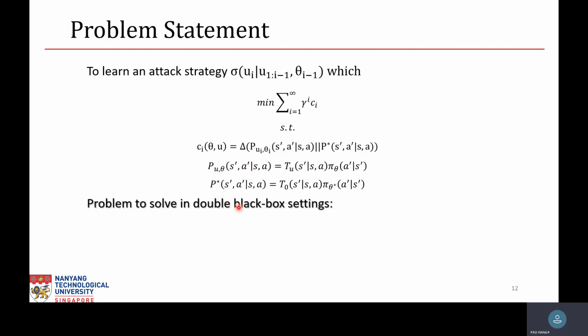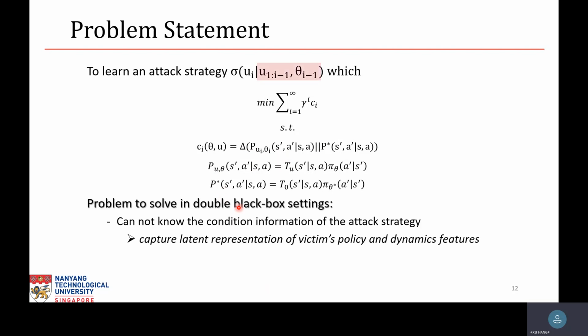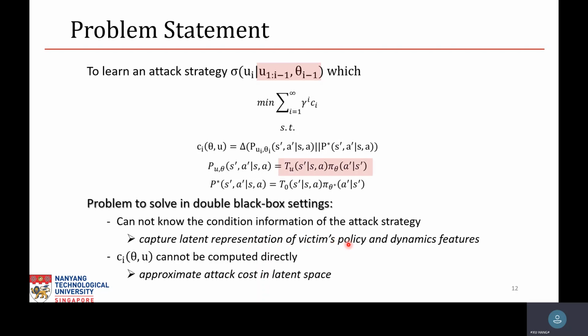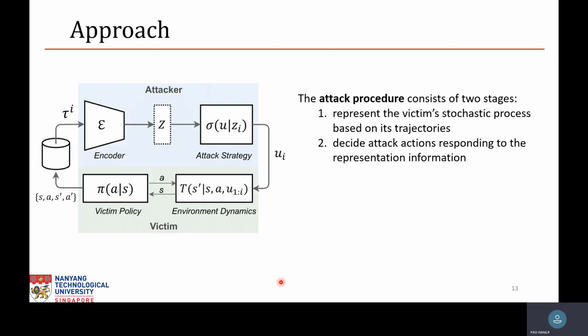In black box settings, there are two problems to solve. First, the attacker doesn't know the conditioning information of the attack strategy, so we need to capture the latent representation of the victim's policy and the dynamics features. And second, because we have no idea about these two components, we cannot compute the attack cost directly, so we need to propose a method to approximate the attack cost in the latent space.